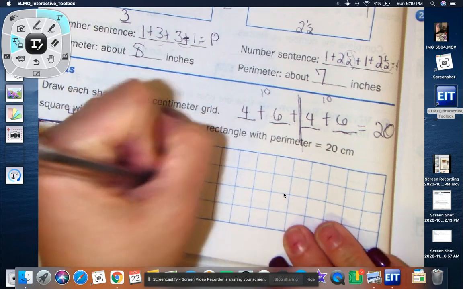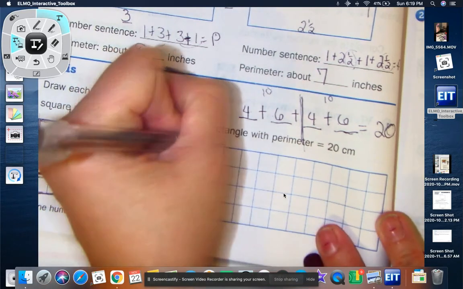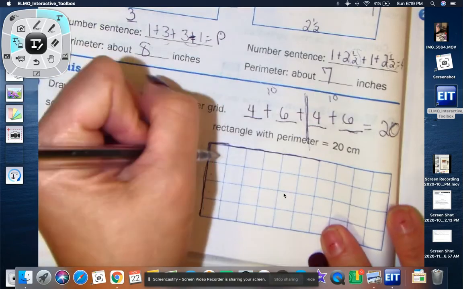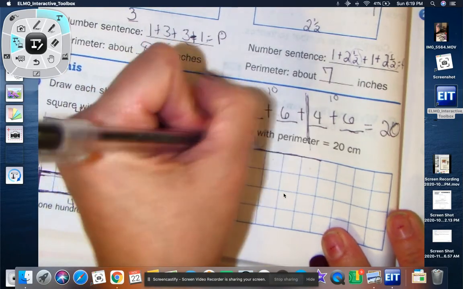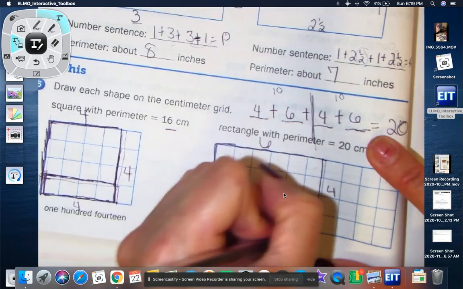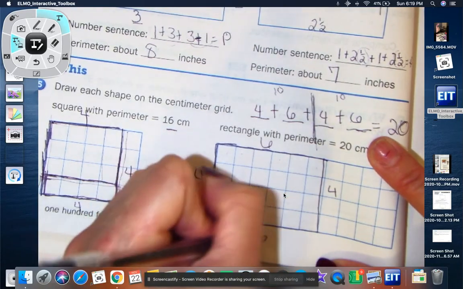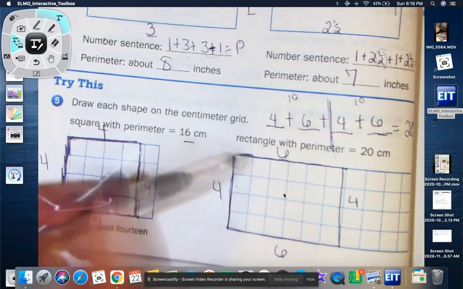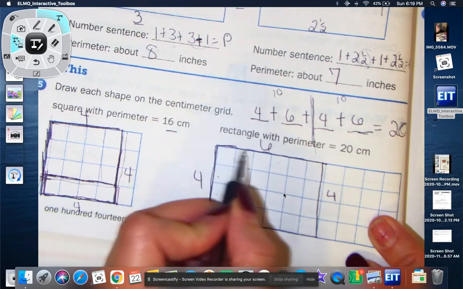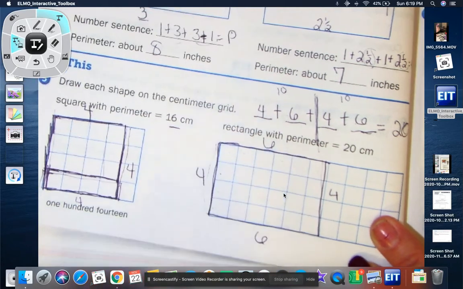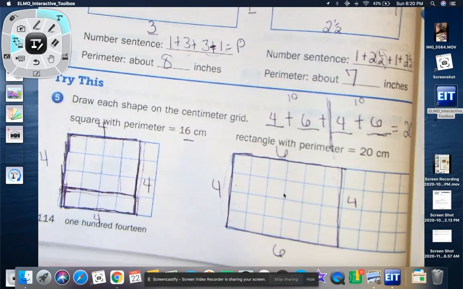So 1, 2, 3, 4. And I need to go over 6. 1, 2, 3, 4, 5, 6. 1, 2, 3, 4, 5, 6. So then if I have 4 on that side, then this side will be 4. And then over here will be 6. All right. This is a rectangle with a perimeter of 20. 6 plus 4 is 10. 6 plus 4 is 10. 10 plus 10 is 20.